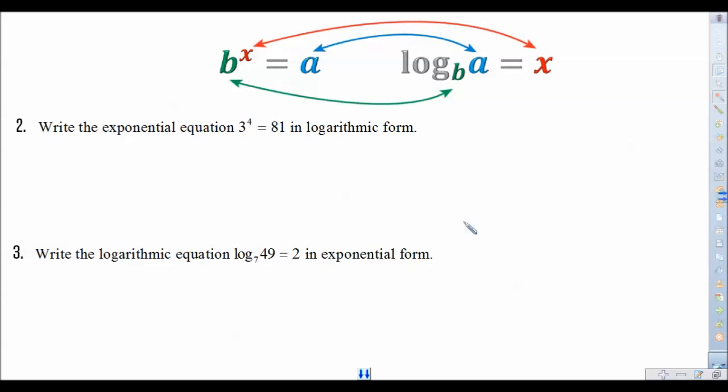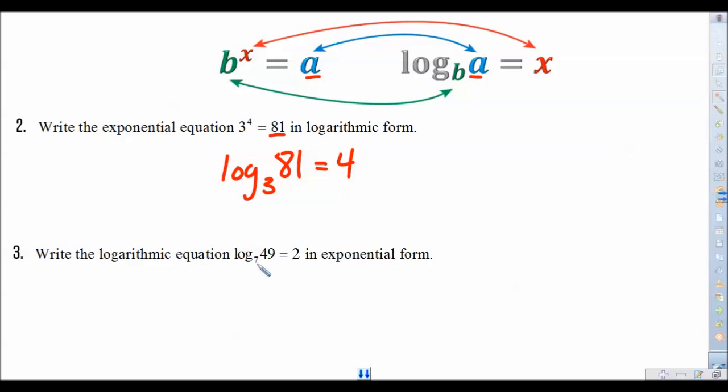If we use this conversion properly here, if we have 3 to the 4th being 81, then that means that we have the log base 3. Notice the base here and the base there are going to be the same. And then what are we taking the log of? We take the log of a, which comes from that number right there, the 81. And then this is equal to the exponent. So if the exponent was 4, there we go.